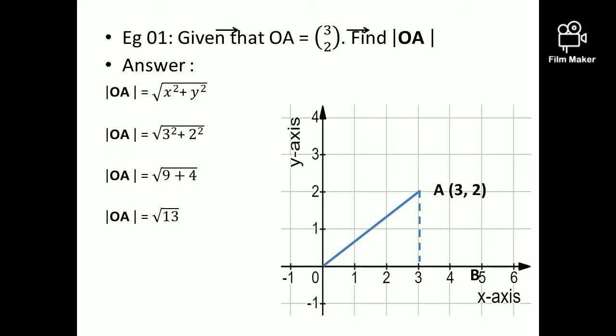Now let's try to understand the concept using this first example. Here they have given a vector OA as a column matrix (3, 2). That means along the x-axis it travels 3 units and along the y-axis it travels 2 units. We need to find the modulus of OA. This vector has started from the origin, therefore you can apply the modulus of OA equals the square root of x squared plus y squared. The length along the x-axis is 3, so 3 squared. The length along the y-axis is 2, so y squared is 2 squared. If you simplify, you will get the answer root 13.